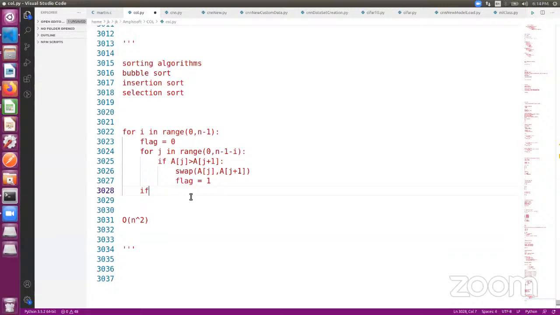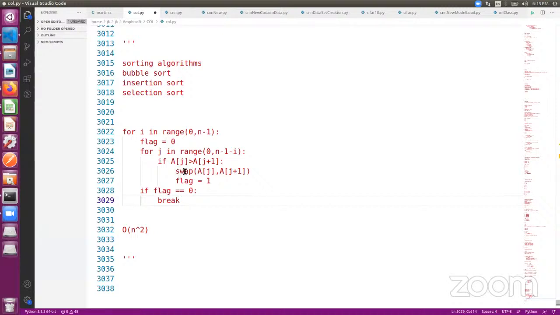So if the flag is still 0, which means what? The if condition was not satisfied at all, and the flag was not set. If the flag was not set, no swapping happened. If no swapping happened, it's already sorted. So we can break here itself. Understood this? I'm just keeping a note of whether any swapping is happening or not.